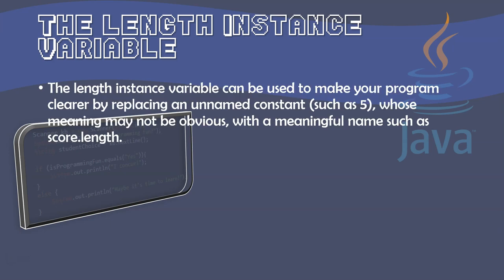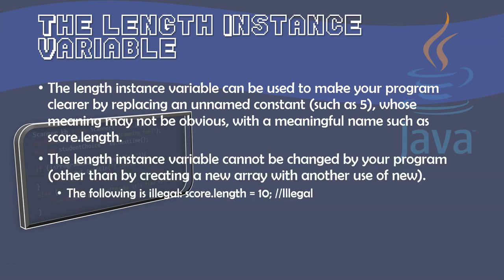Now the length instance variable can be used to make your program clearer by replacing an unnamed constant such as 5, whose meaning may or may not be obvious, with a meaningful name such as score.length. The length instance variable cannot be changed by your program other than by creating a new array with another use of new. So if we had score.length = 10, this would not be legal, because you can't change how long that array is after it's been created.